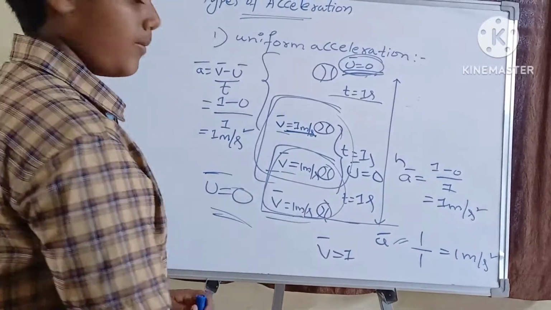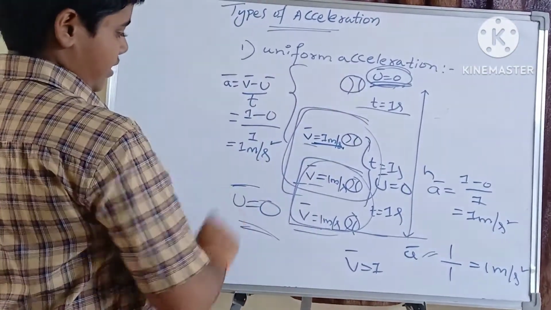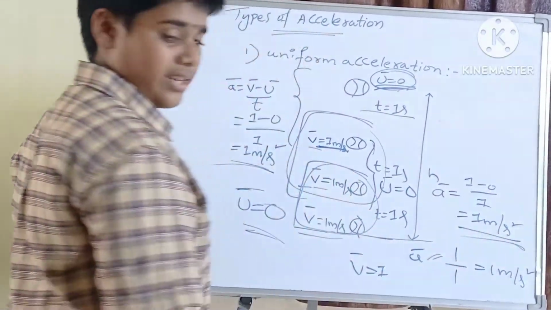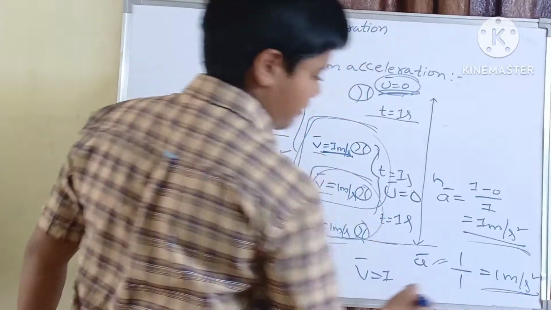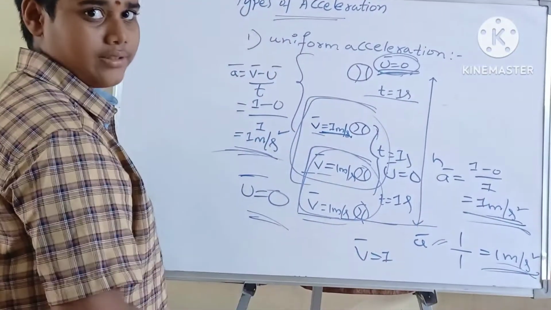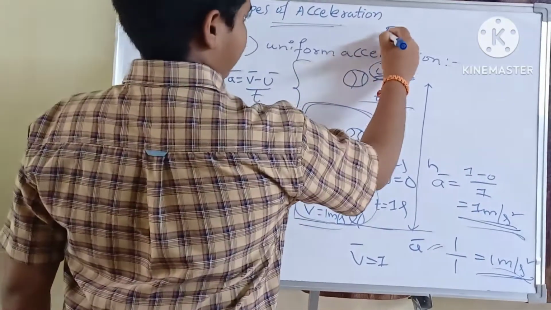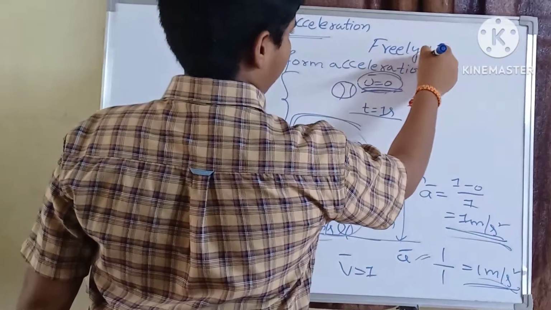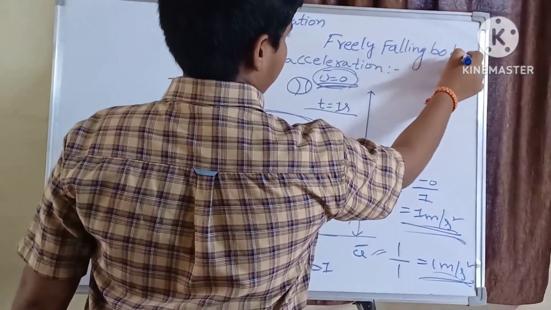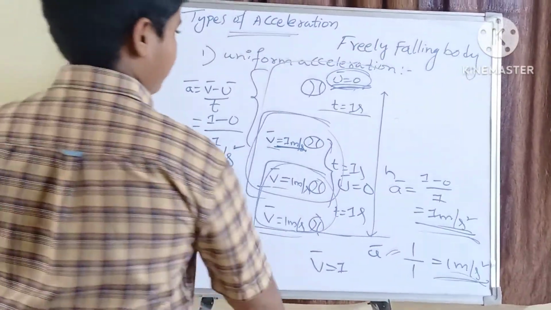This is uniform acceleration, because in the first case it is 1 meter per second square, in the second case 1 meter per second square, and in the third case 1 meter per second square. The acceleration is equal in all cases. So this is uniform acceleration. Here the example is a freely falling body.